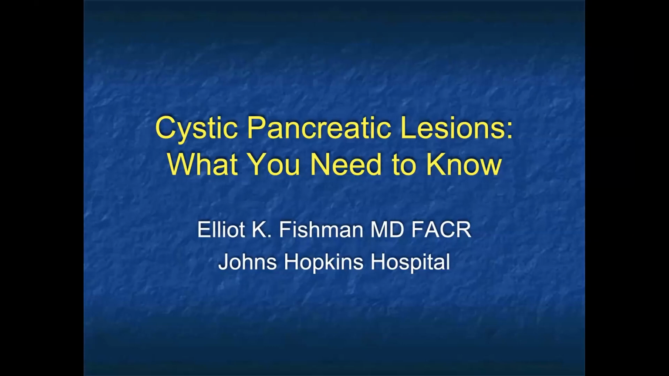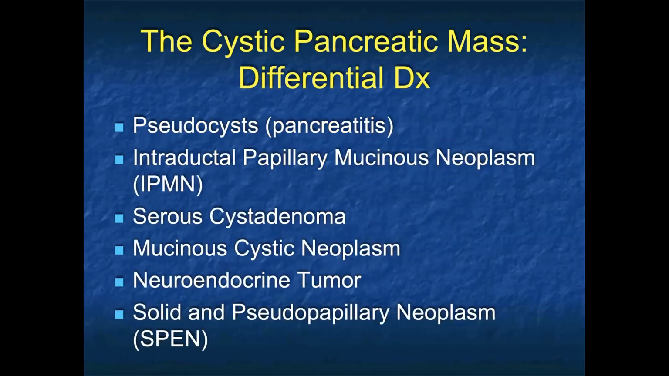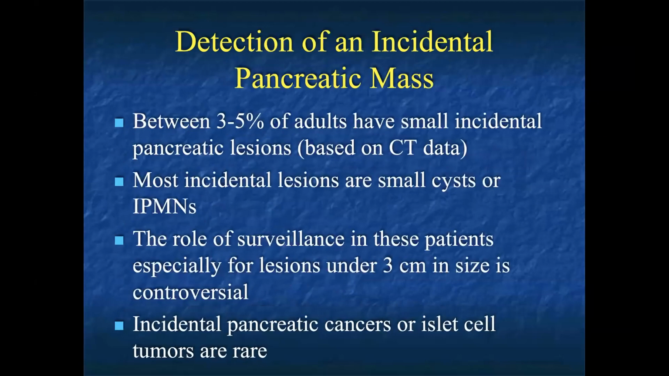So this last talk is on cystic pancreatic lesions. And I think all of us see so many cystic pancreatic lesions. The biggest challenge we have are the small incidental IPMNs. And the whole question is, what do you do with them? How long do you follow them for? There are other cystic lesions, serous cystadenomas, mucinous cystic neoplasm, cystic neuroendocrine tumors, and SPEN tumors. I'll spend a little bit of time about IPMNs, but again, that's something we could talk about at a separate time.